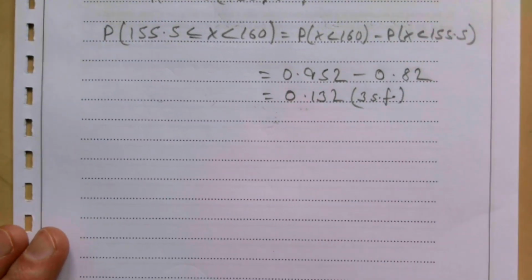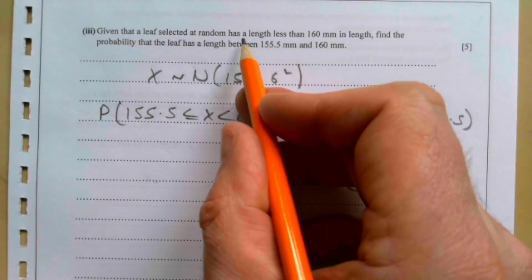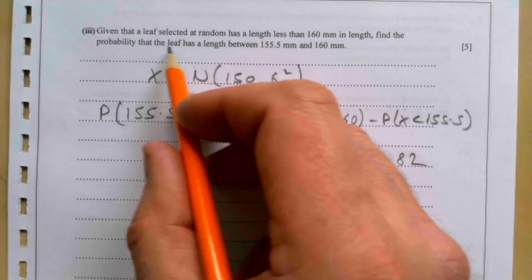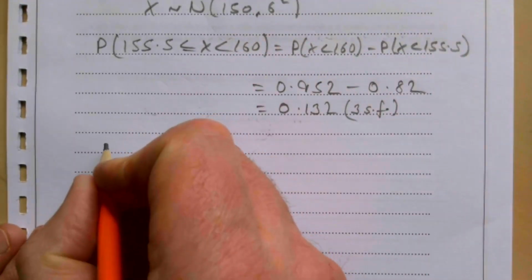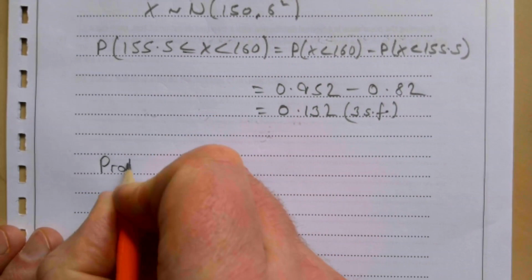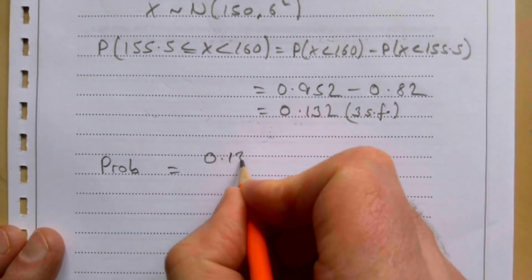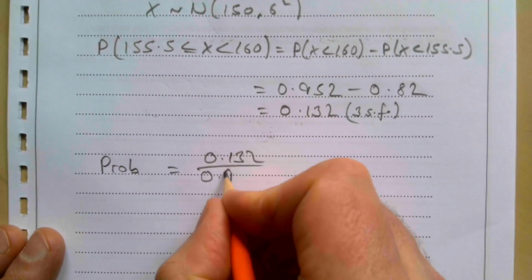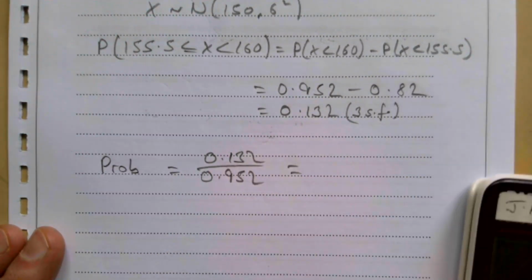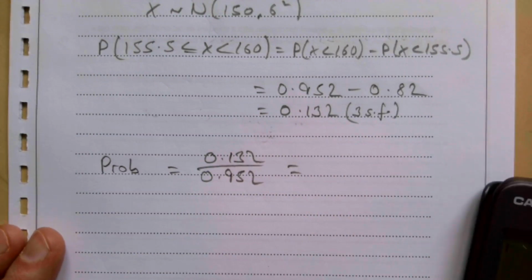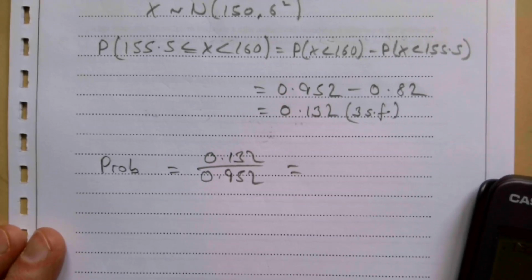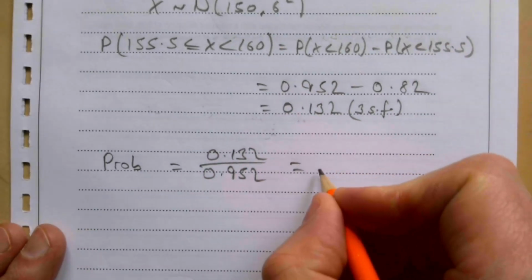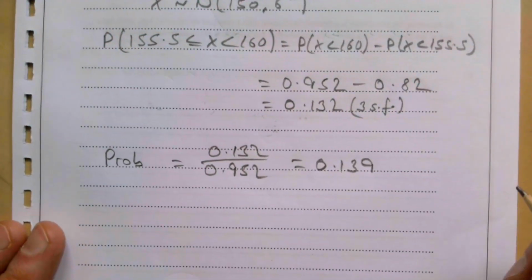But it says, given that the leaf is less than 160, find the probability the leaf is between 155.5 and 160. So the probability required is going to be 0.132 divided by 0.952. 0.132 divided by 0.952, and we get 0.139, which is our final answer.